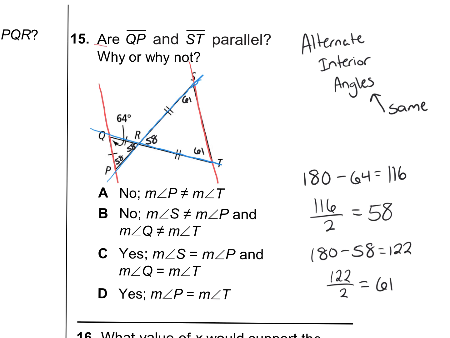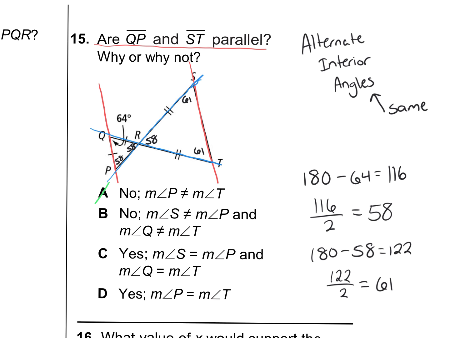So again, it asks, are these two lines parallel, why or why not? Part A is saying no, because measure of angle P is not congruent to measure of angle T. That is true. However, do those two angles tell us if lines are parallel or not? No, there's no relationship between those two angles. Okay, so A is not our correct answer.